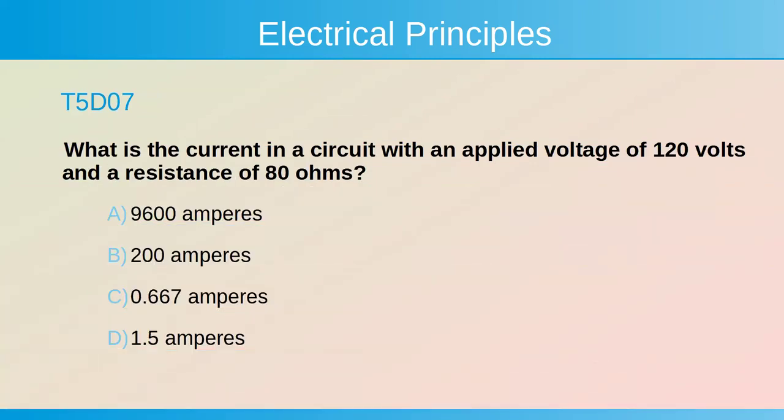What is the current in a circuit with an applied voltage of 120 volts and a resistance of 80 ohms?